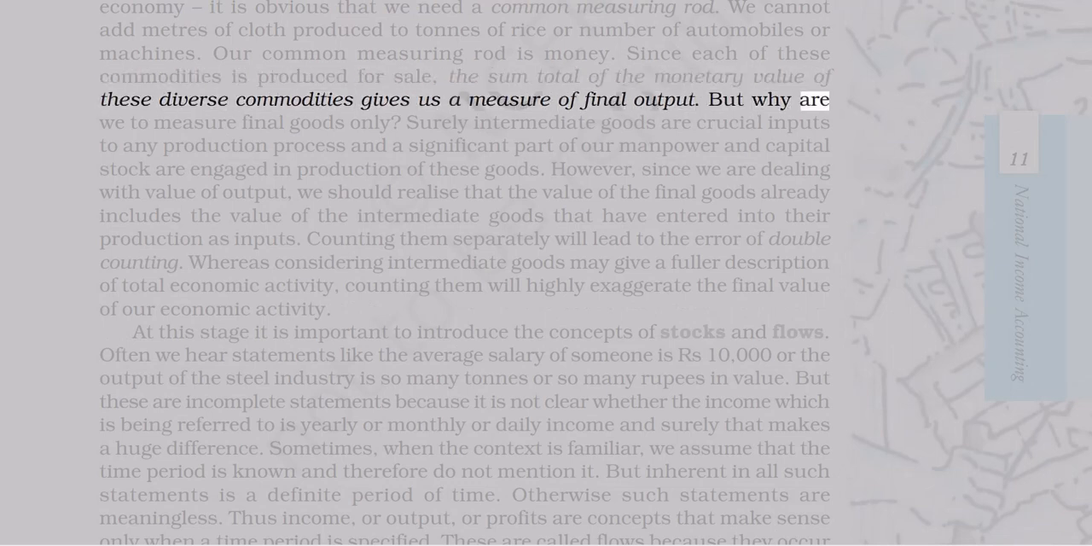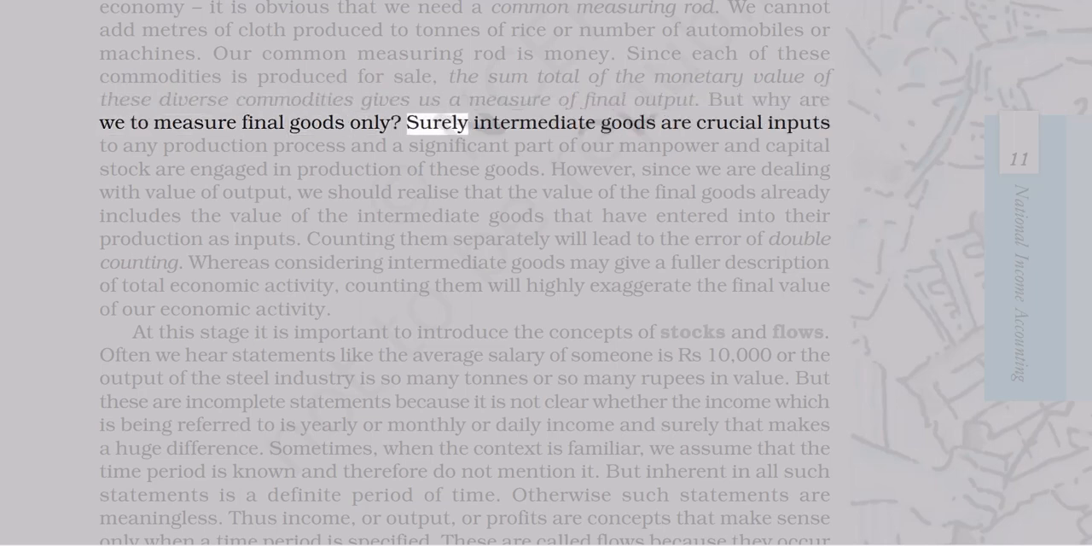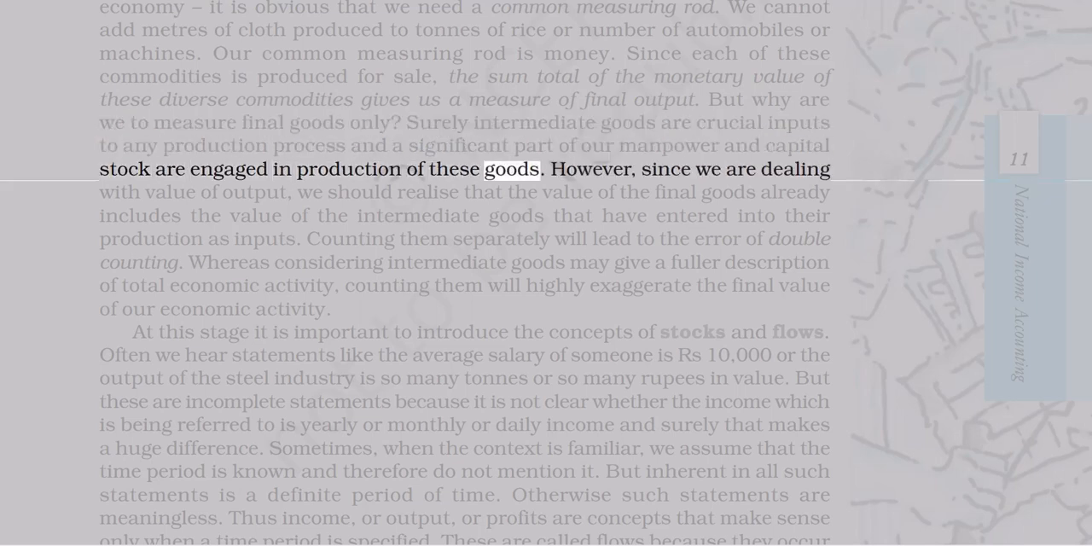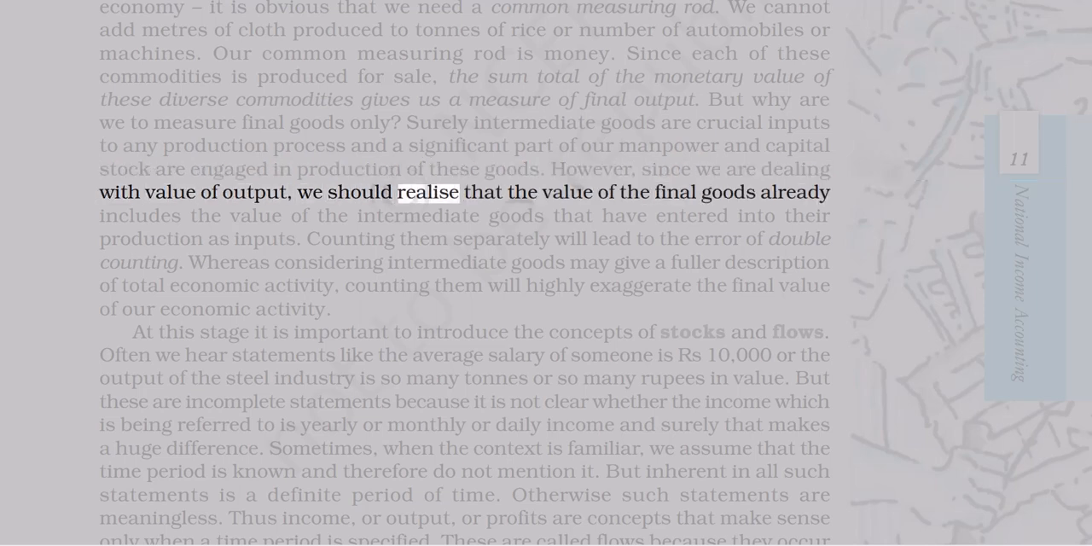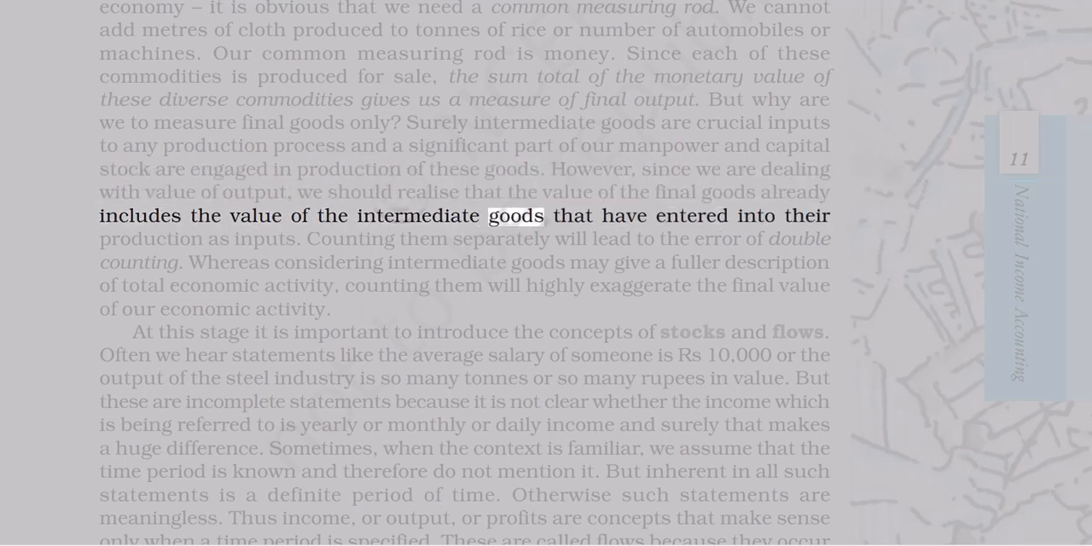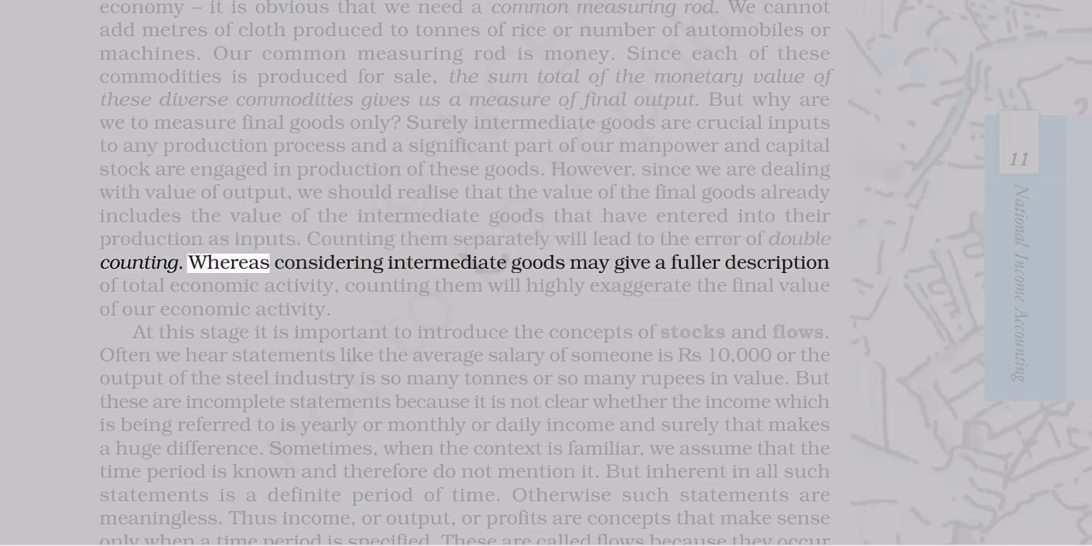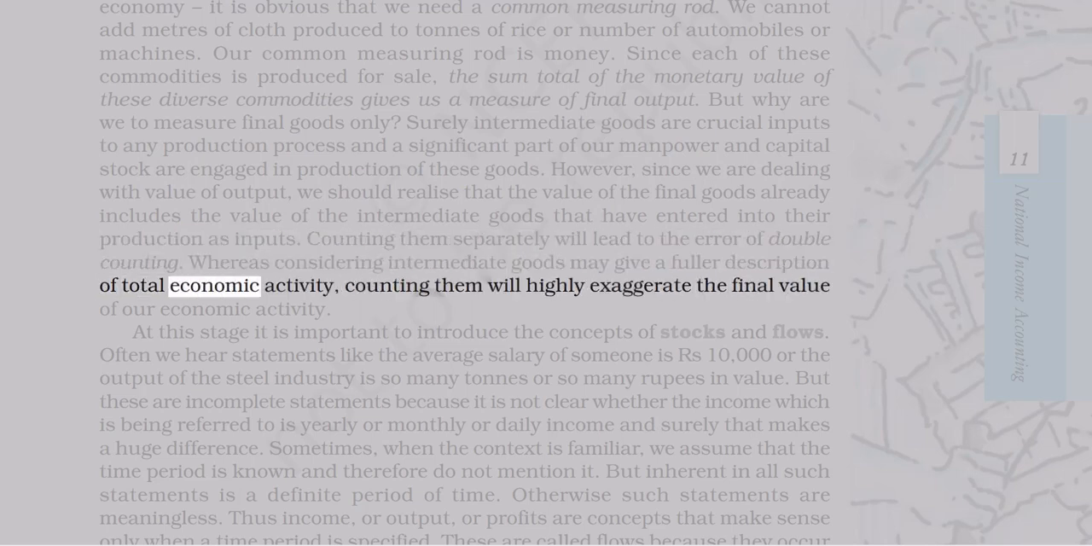But why are we to measure final goods only? Surely intermediate goods are crucial inputs to any production process, and a significant part of our manpower and capital stock are engaged in production of these goods. However, since we are dealing with value of output, we should realize that the value of the final goods already includes the value of the intermediate goods that have entered into their production as inputs. Counting them separately will lead to the error of double counting. Whereas considering intermediate goods may give a fuller description of total economic activity, counting them will highly exaggerate the final value of our economic activity.